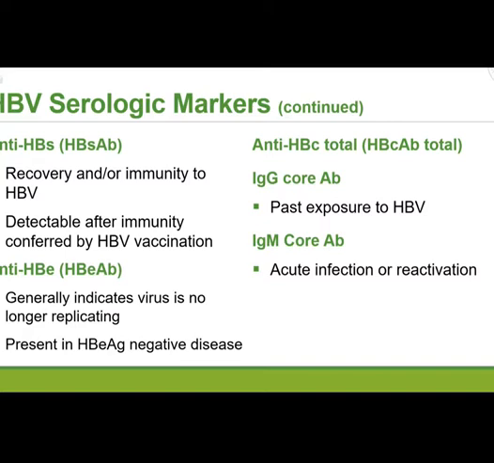Antibody to E antigen indicates that the virus is no longer replicating. It is present in hepatitis B E antigen negative disease. Hepatitis B core antibody: there is IgG, which points towards past exposure, and IgM, which indicates acute infection as well as replication.